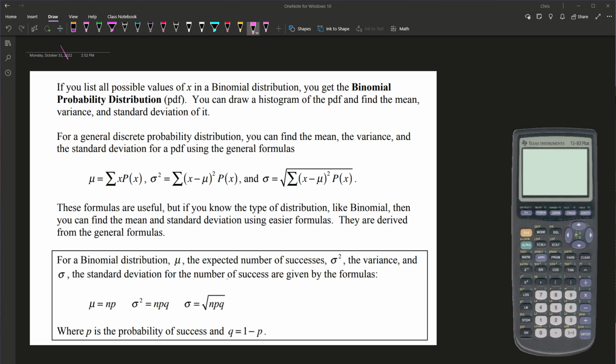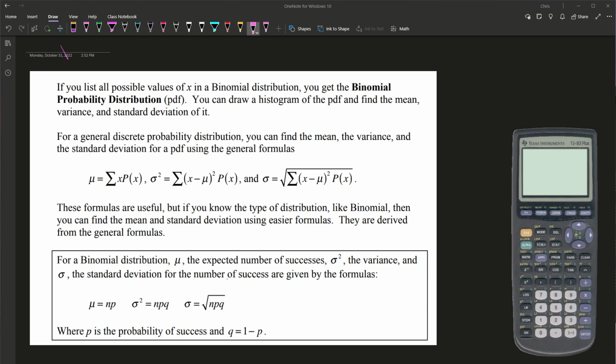For a general discrete probability distribution, you can find the mean, variance, and standard deviation for a PDF using the general formulas. Mu is the sum of all x times p of x. The variance, sigma squared, is the sum of x minus mu squared times p of x, and sigma, which is the standard deviation, is just the square root of the variance. These formulas are useful, but if you know the type of distribution, like binomial, you can find the mean and standard deviation using easier formulas. They are derived from these general formulas.